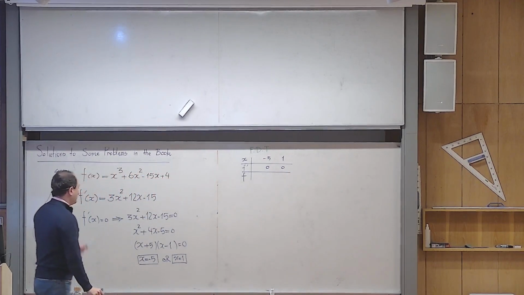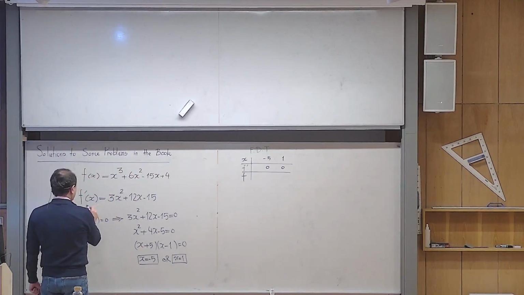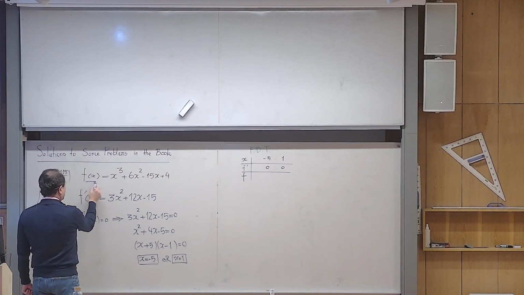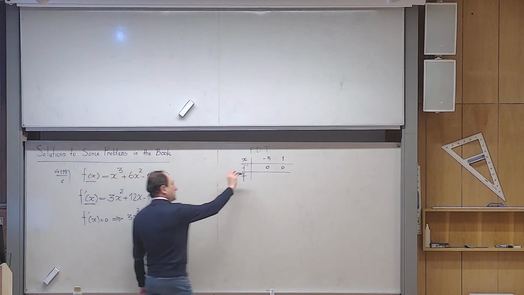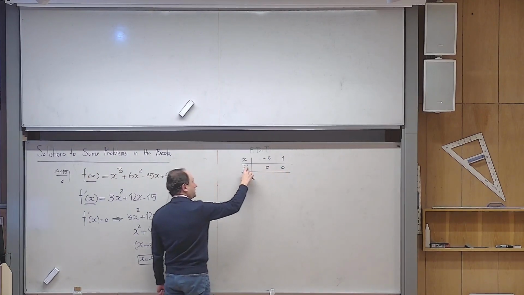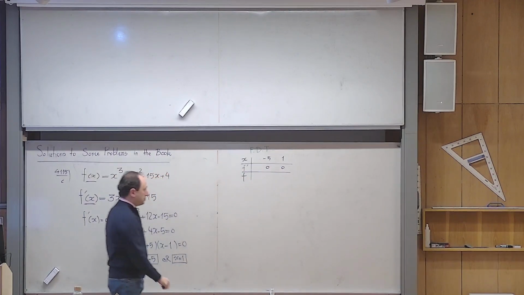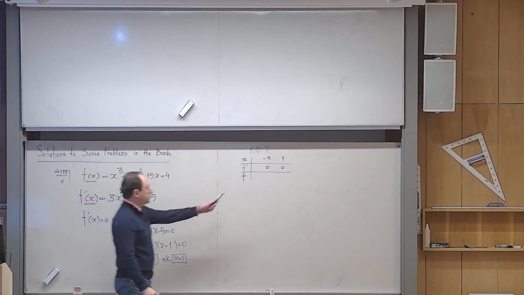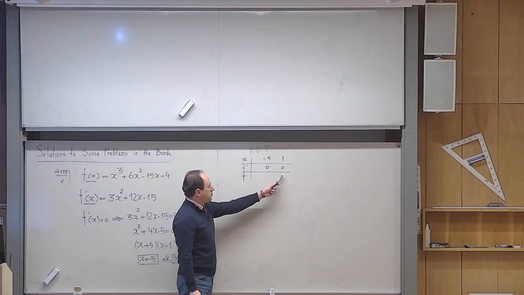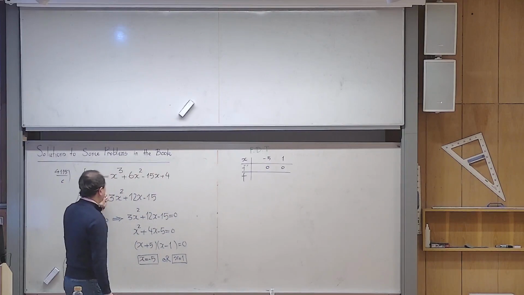So don't get confused, because now you have two functions. One is the original function and one is the derivative function. Whenever you want to say something about this line, you have to look at f prime. Whenever you want to write something about this line, you have to look at f. So if I want to understand these numbers here, I take -5 and put it in the original function.